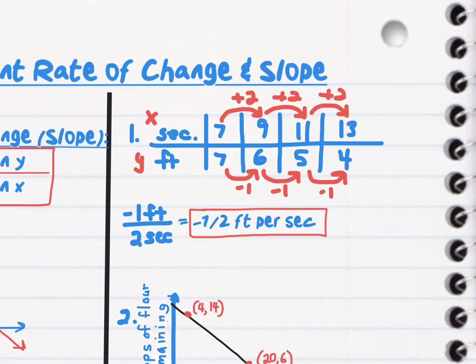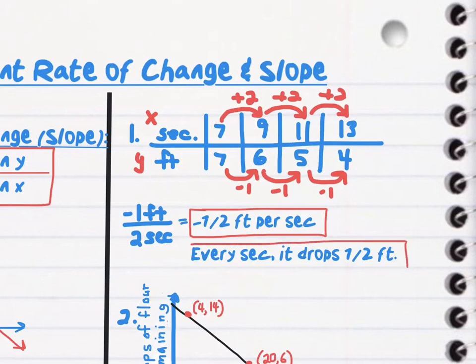Now, in the textbook, it may say interpret the meaning of this constant rate of change. How we would interpret it is every second, the distance drops 1/2 a foot. In order to save space, this is how I wrote it: every second, it drops 1/2 a foot. And then we box that answer. That's our interpretation.